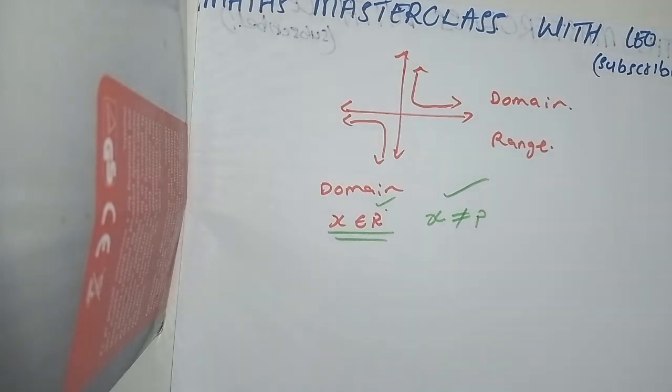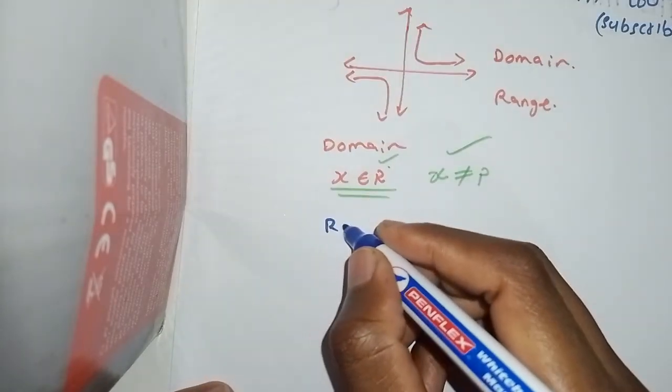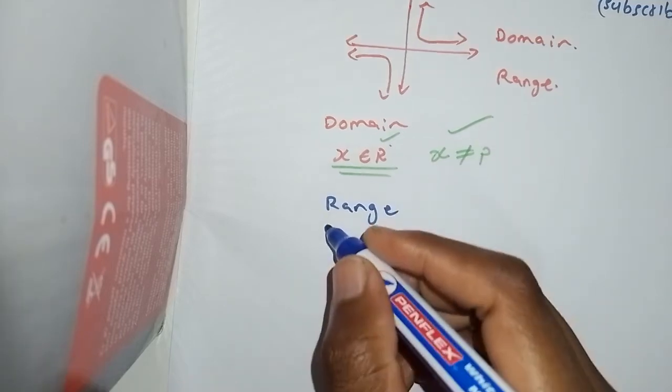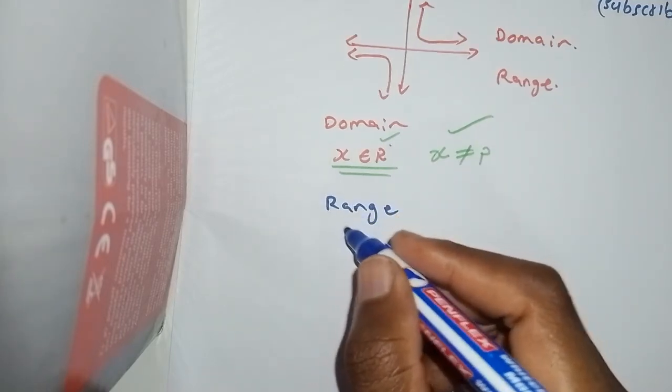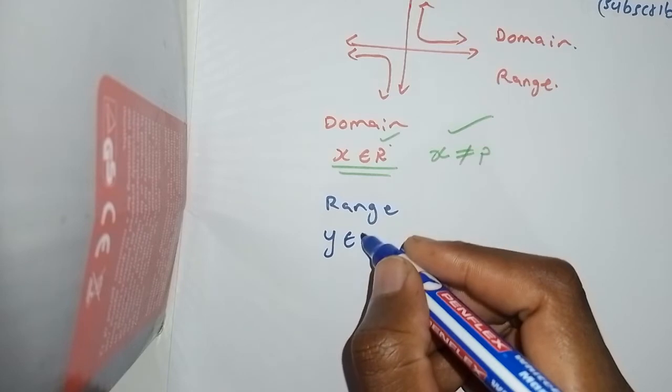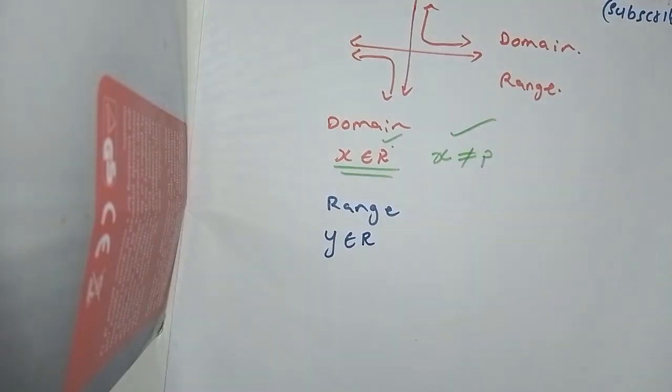Okay, now let's go to the range. What is a range? Range is also what you call y is an element of real numbers. But this alone will never give you 2 marks. That alone will never give you 2 marks.